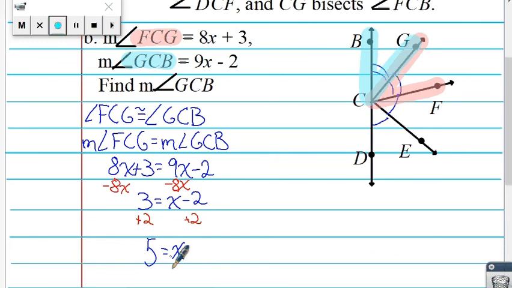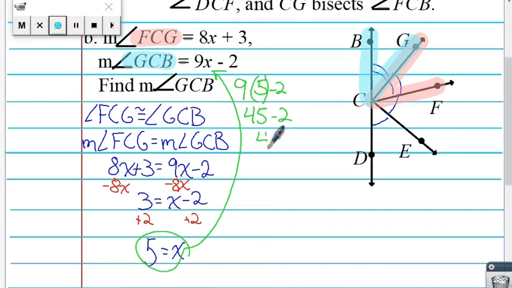Now, we take that 5 and we sub it into the original equation. So if I want to find the measure of angle GCB, that's this guy, I'll take 5 and I'll sub it in place of x in this expression. So 9 times 5 minus 2. 9 times 5 is 45. 45 minus 2 is 43. So that means that the measure of angle GCB is 43 degrees.